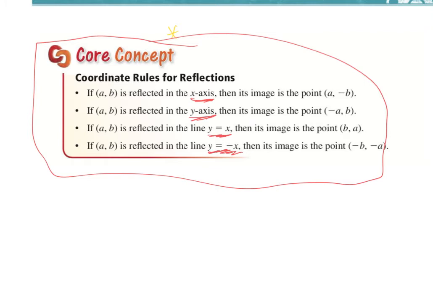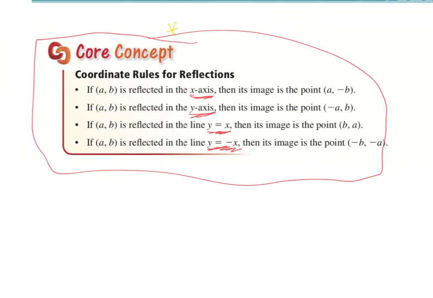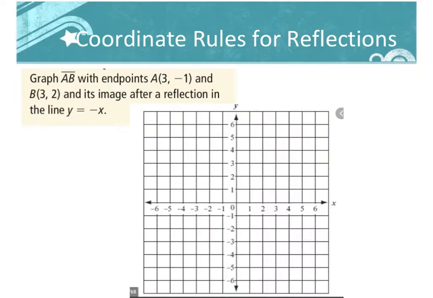So our rule for y equals -x says that we're going to flip A and B. So now B is going to be our x coordinate and A is going to be our y coordinate, and we're going to make them both negative. Next slide. All right, so we're going to graph line segment AB with endpoints (3, -1) and (3, 2), and its image after reflection in the line y equals -x.